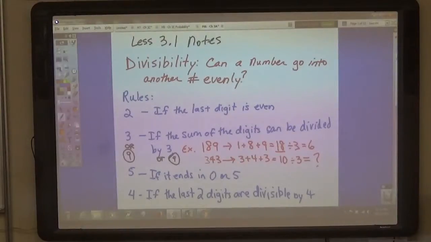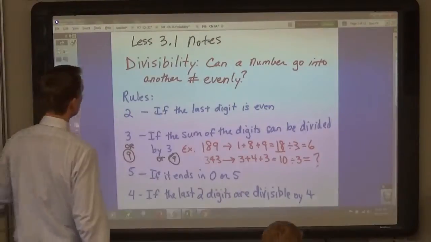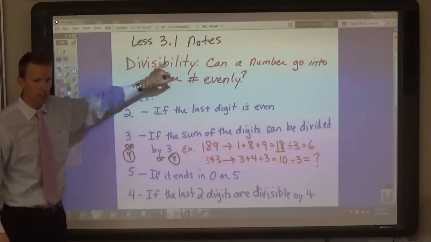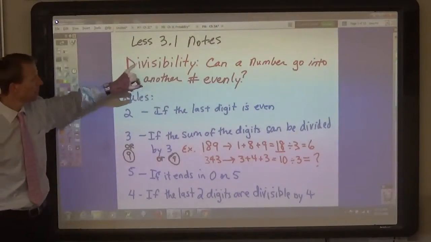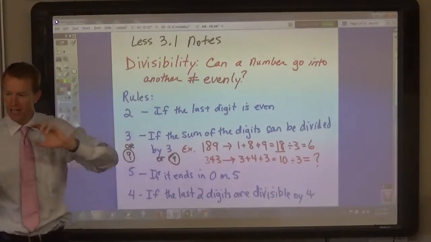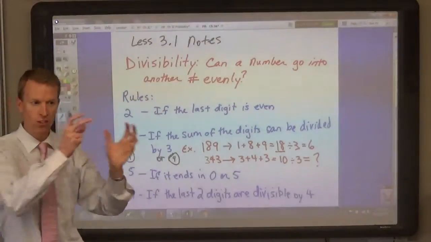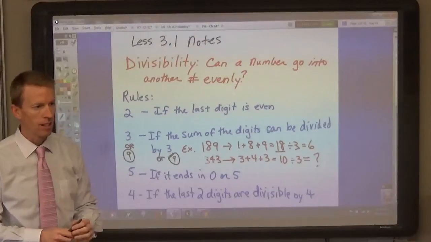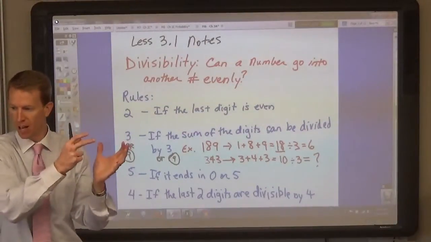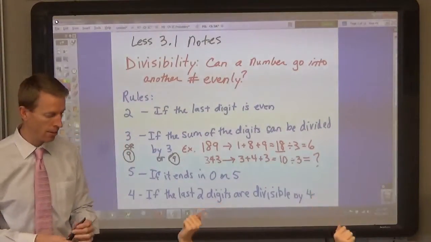Sixth graders, we're going to start chapter 3 today. Lesson 3.1 is about divisibility. This concept is whether or not a number can fit into another number. If the number can fit into the other number, it's called a factor of the number.